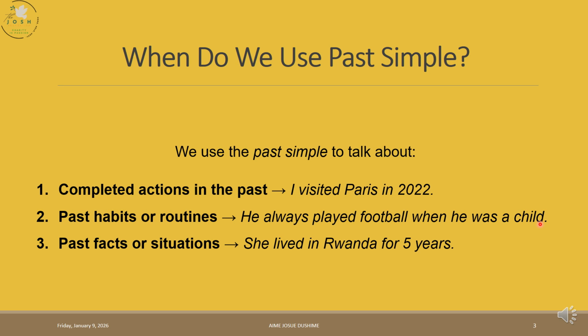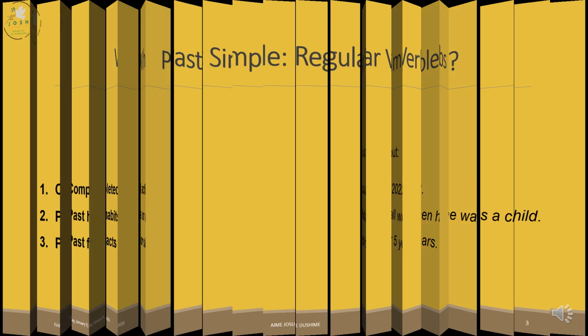You could do that. And when we say she lived in Rwanda for 5 years, this means what? It is a past situation. It is a past state, a past state of living in a place. When we say that she lived in Rwanda for 5 years, it means that at this time she is no longer living in that place.